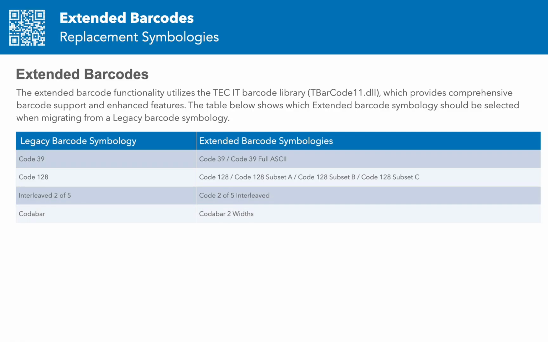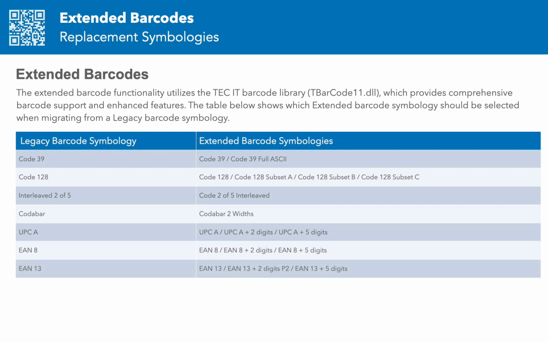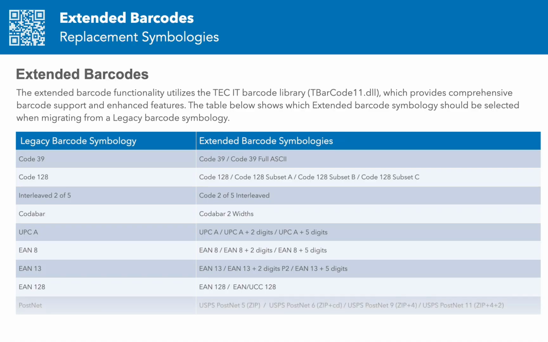Codabar is replaced by Codabar 2 widths. UPCA can be replaced by UPCA plus 2 or 5 digits. EAN 8 can be replaced by EAN 8 or plus 2 or 5-digit variants. EAN 13 can be replaced by EAN 13 or plus 2 or 5-digit variants. EAN 128 can be replaced by EAN 128 or EAN UCC 128. And PostNet can be replaced by the USPS PostNet variants.